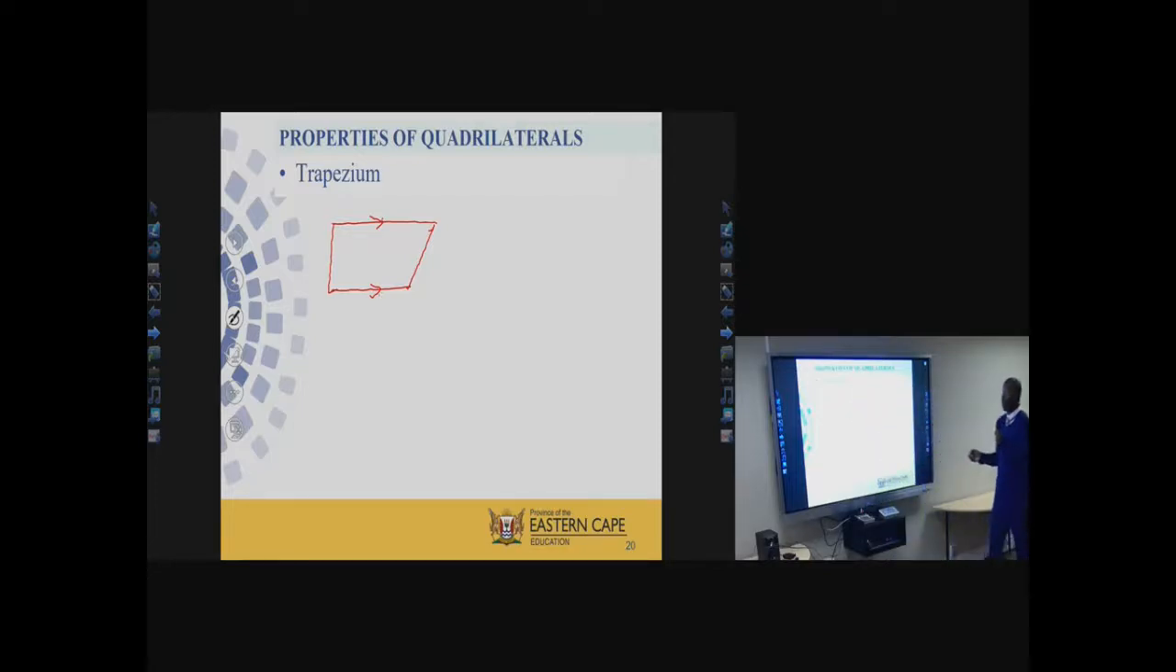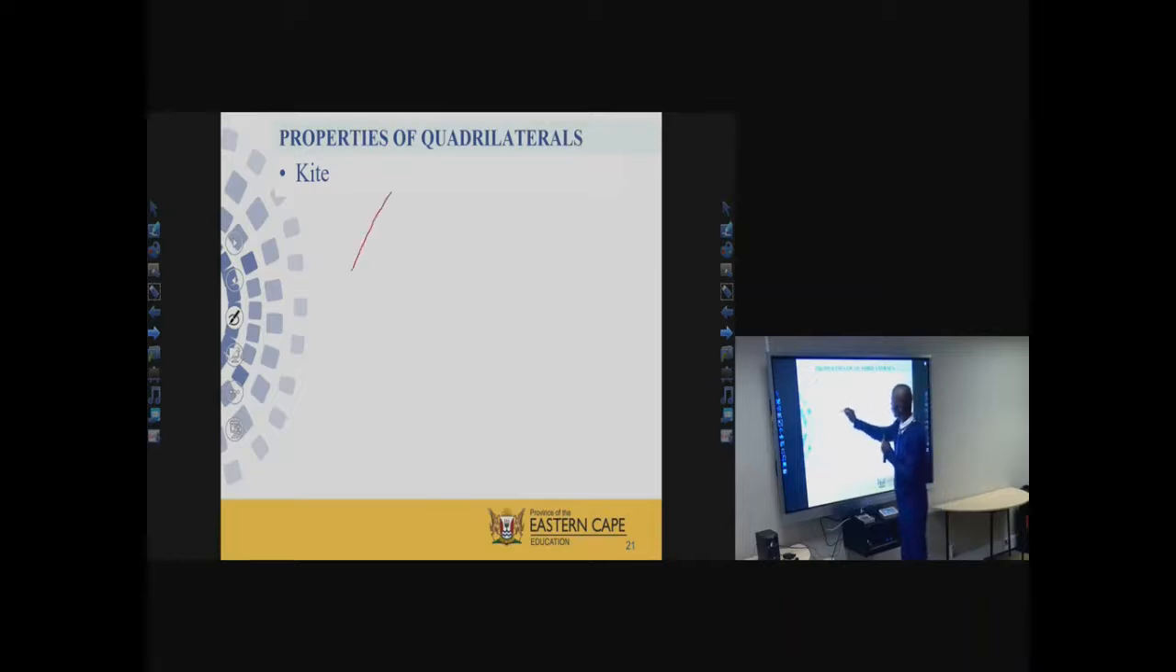And there's nothing more you can say about it because the diagonals will depend on what type of trapezium that is. We've got many types of trapezium, but I don't want to go there. I just want us to look at the one pair of opposite sides parallel. That's a trapezium. Then the last one is a kite.